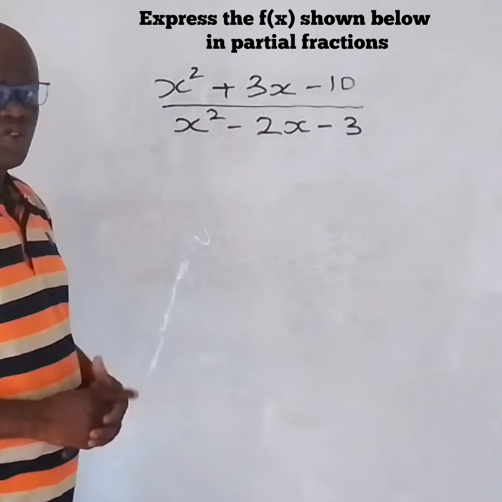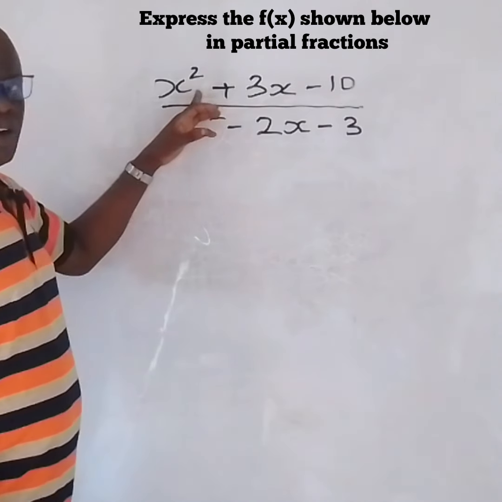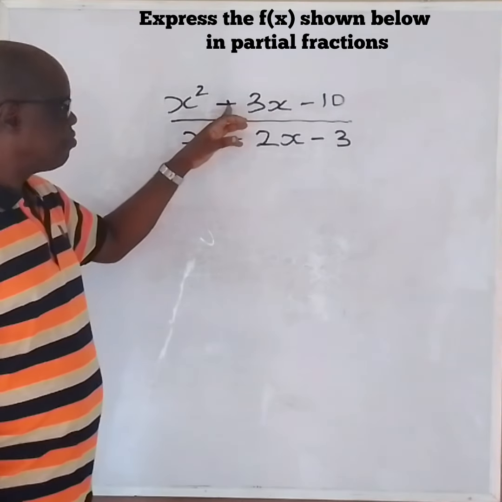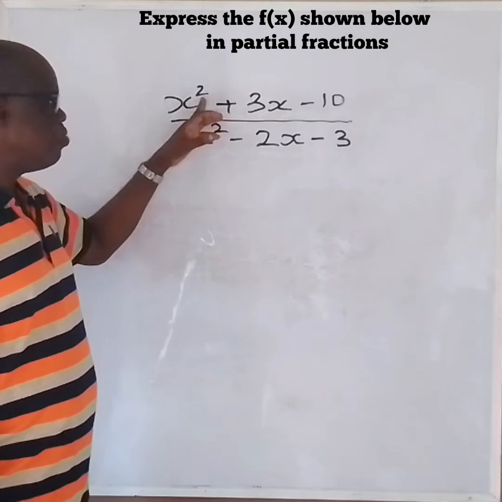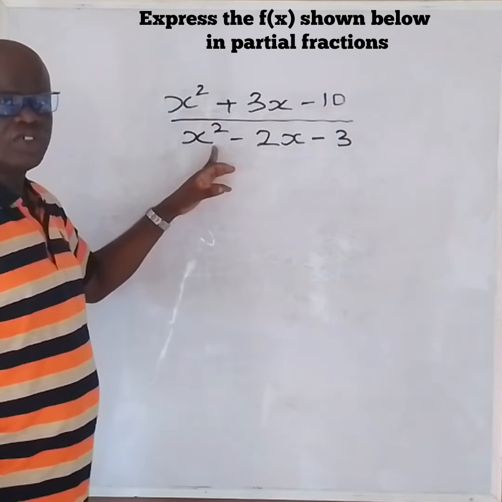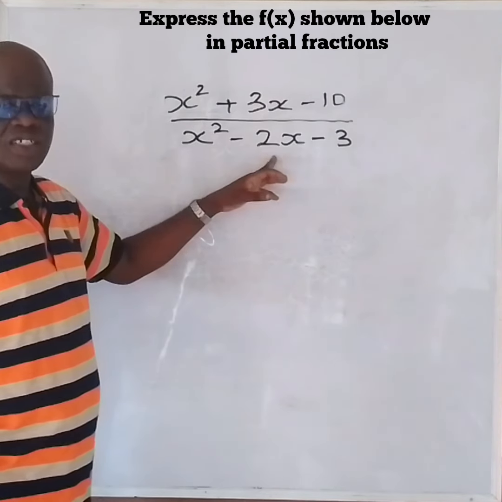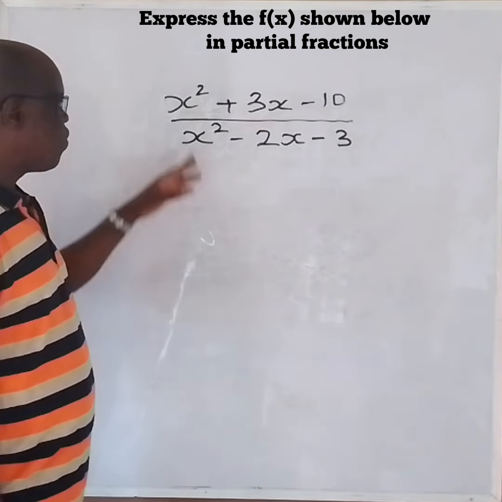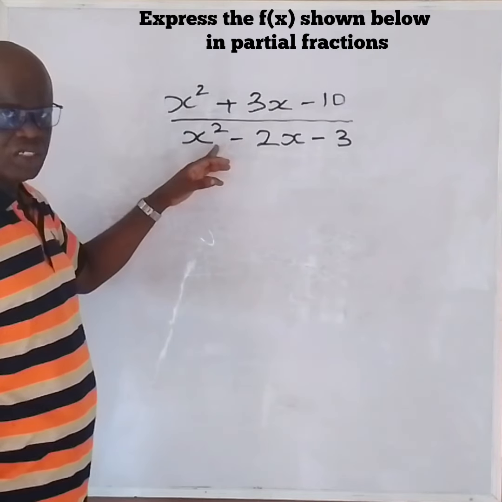And what we must ensure is that the algebraic term or the polynomial above should be of degree lesser than that of the algebraic expression in the denominator. And therefore, something must be done to this to achieve that.